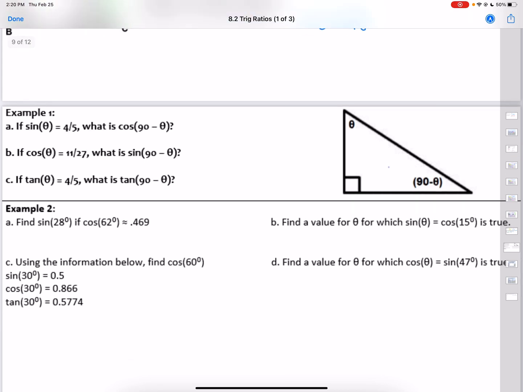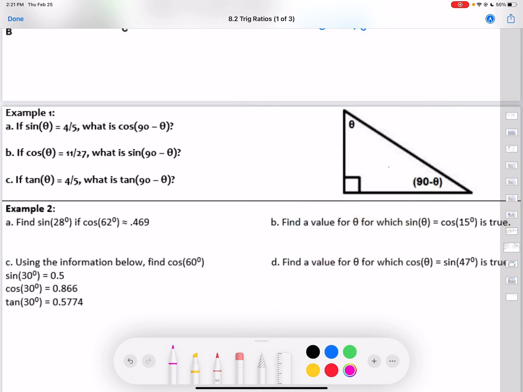Some weird notation that you might see is that if the sine of theta is 4/5, that means the cosine of 90 minus theta would also be 4/5.